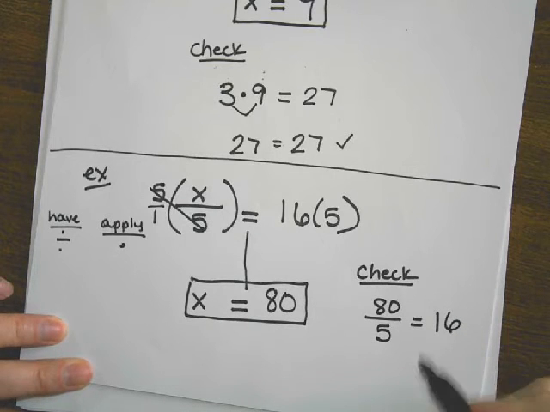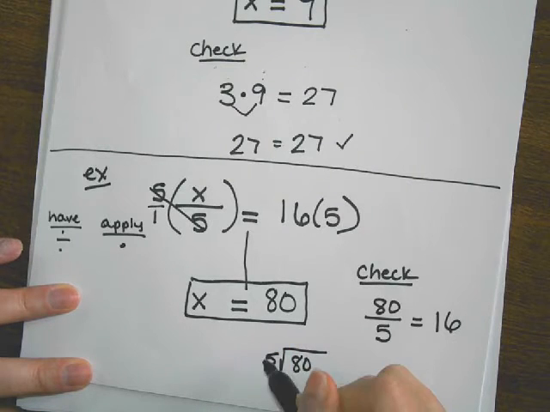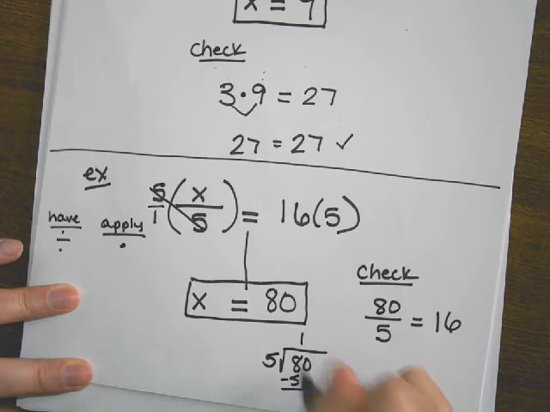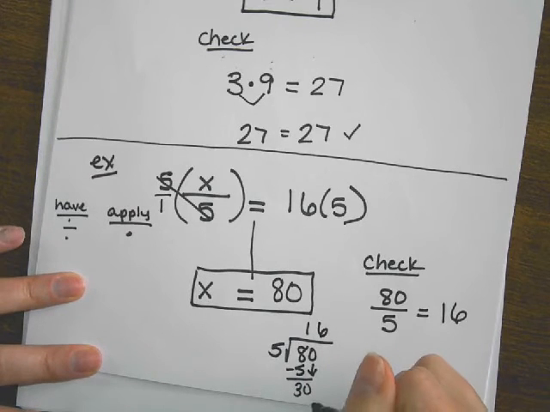So I go to my calculator, or I come over here real quick and do just a little long division. 5 fits into 8 one time. Take it away, I get a 3, bring down my 0. 5 fits into 30 6 times. 5 times 6 is 30. I end up with a remainder of 0.